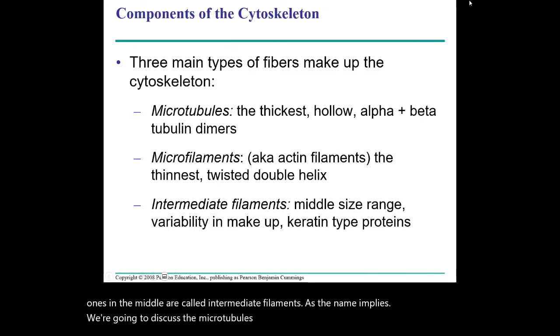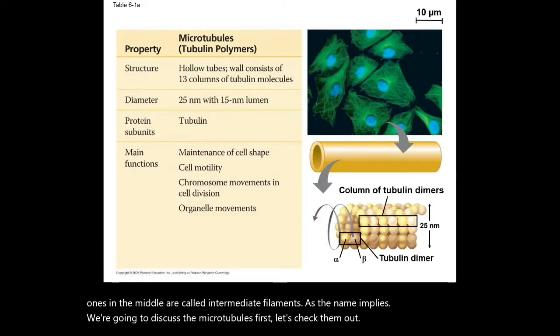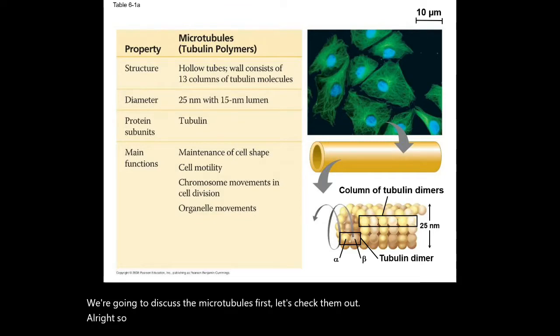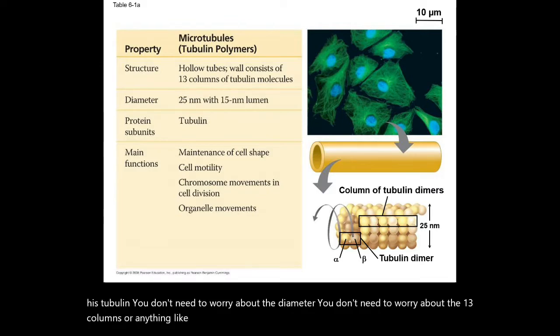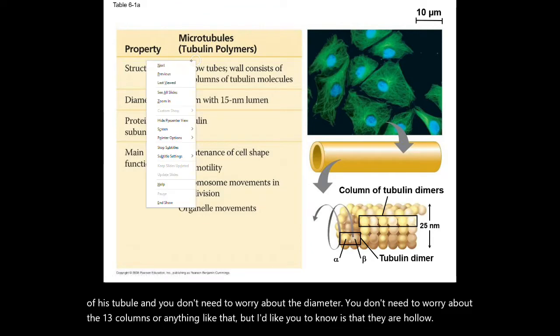Let's check them out. All right, so microtubules, super important. The protein they're made out of is tubulin. You don't need to worry about the diameter. You don't need to worry about the 13 columns or anything like that. What I'd like you to know is that they're hollow. That actually does matter, that they're hollow.